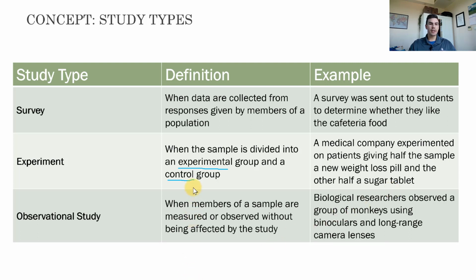An observational study is our last one. That's when members of our sample are observed or measured really without being affected by the study at all. Okay, so it's almost like you're stepping back, you're looking at what they're doing, you're gathering information. They don't even have to know that you're there gathering information about them, okay?